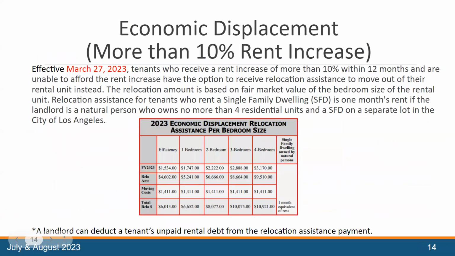Effective March 27, 2023, tenants who receive a rent increase of more than 10% within 12 months and are unable to afford the rent increase have the option to receive relocation assistance to move out of their rental unit instead. The relocation amount is based on the bedroom size of the rental unit. Relocation assistance for tenants who rent a single-family home is 1 month's rent if the landlord is a natural person who owns no more than 4 residential units and a single-family home on a separate lot in the city of Los Angeles. A landlord can deduct a tenant's unpaid rental debt from the relocation assistance payment.